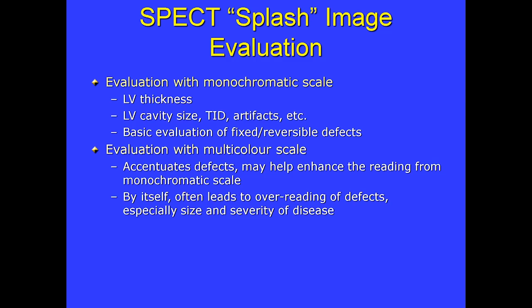You can evaluate it in the monochromatic scales or one of the other multicolor scales, but there are potential advantages of using one scale or the other. For example, a monochromatic scale might give you a better assessment of LV thickness, LV cavity size, things like TID and artifacts, and look at the basic evaluation of fixed or reversible defects. Whereas the multicolor scale will accentuate defects and may help enhance the reading from monochromatic scales, but sometimes can lead to overreading of the defects, especially of size and severity.